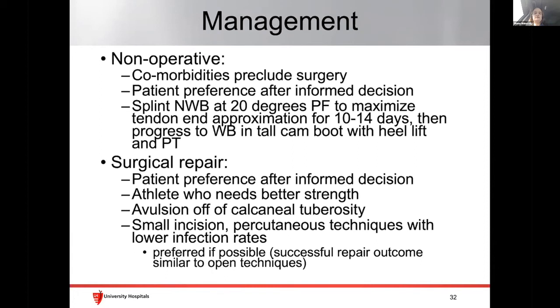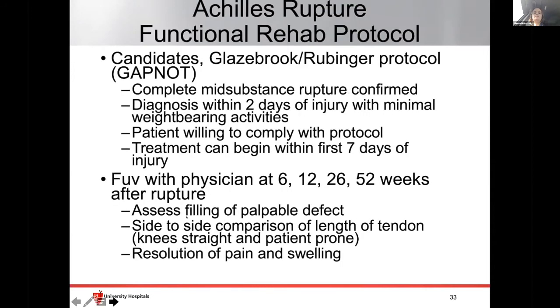The surgical repair, again, is usually recommended for an athlete. So the Achilles rupture functional protocol, there's a Glasberg protocol, the gap knot, very, very nicely named. And there's certain patients that fit the non-operative criteria, which would be a complete mid-substance rupture. You catch it early. The protocol is quite intense, and so they have to be able to comply with the protocol. And it'll be ideal if you can treat within the first 7 days.